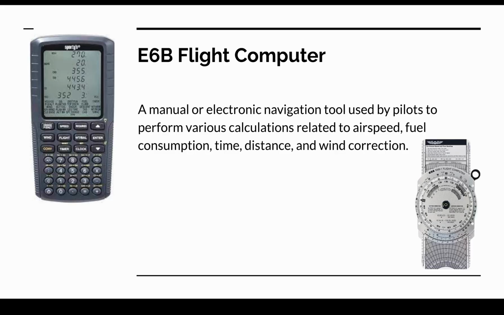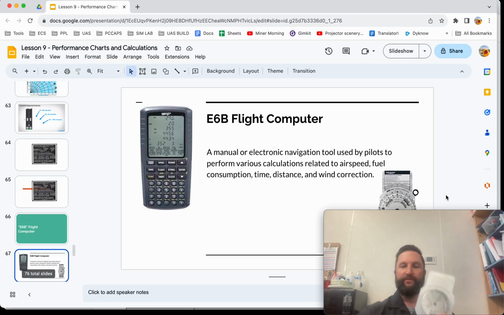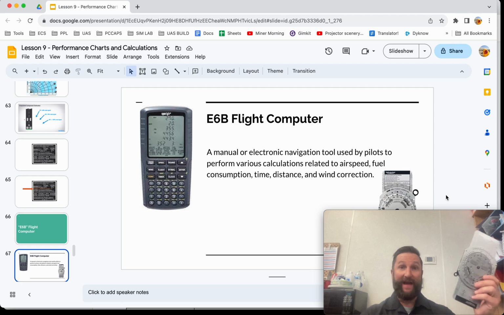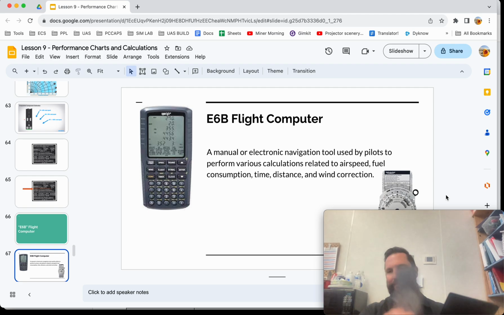Two things that we're going to learn to use in class. One is called the E6B flight computer. And this is a manual or electronic navigational tool used by pilots to perform various calculations. Looks like there's an electronic one, there's a round one. We're going to learn to use the old school one. I have these for you to use in class. So you'll be learning to use this thing, spinning it, making calculations. You should get pretty fast at it. It just takes practice. So we'll be practicing. We'll be using those in class.